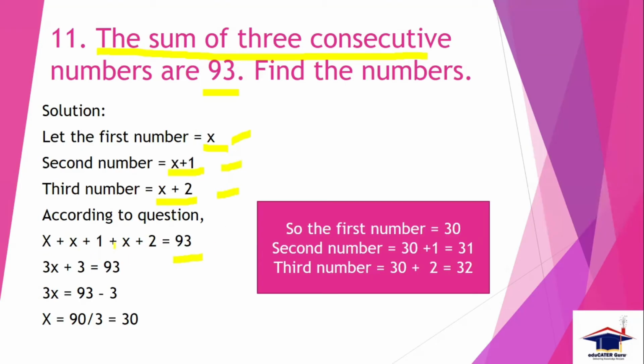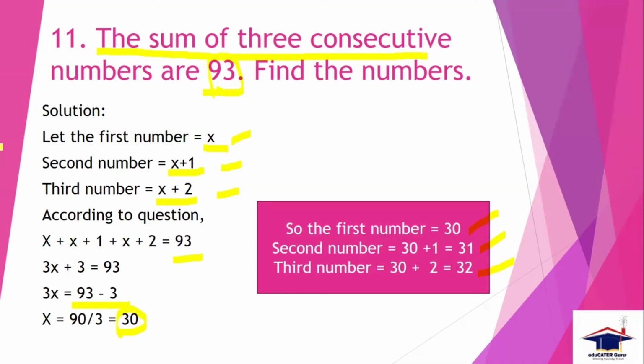So 3 times x becomes 3x plus 1 plus 2 is 3 equals 93. 3x equals 93 minus 3. So x equals 90 divided by 3, which is 30. So the value of x is 30. The second number is x plus 1, that is 30 plus 1, which is 31. Third number is 30 plus 2, x plus 2, which is 32. So when you add 30 plus 31 plus 32, the consecutive numbers sum will become 93.